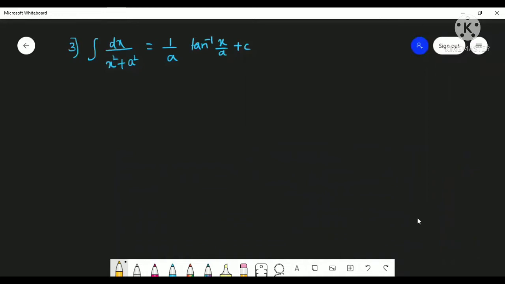In this case, here x square plus a square is there. Be careful, this is one idea to remember. Plus is there means you have to take x is equal to a tan theta. Do you know what the differentiation of tan inverse x is? It is 1 by 1 plus x square. On the basis of that only you can remember.